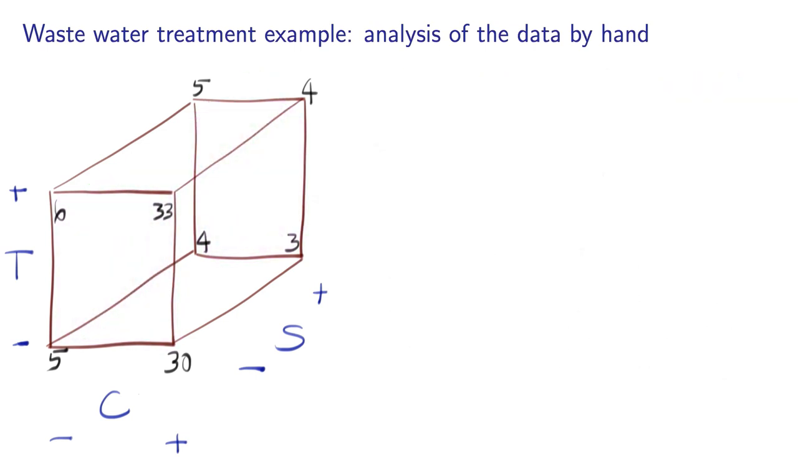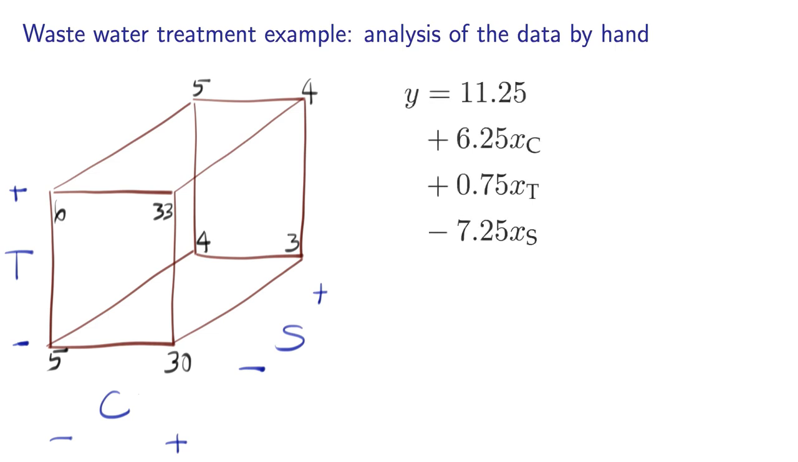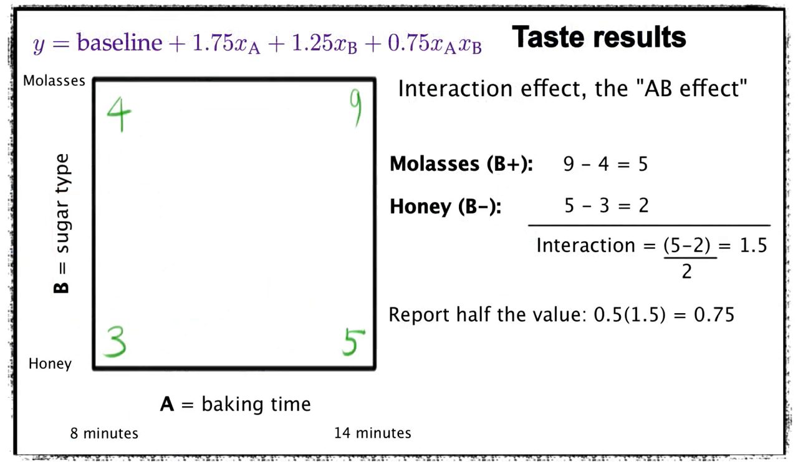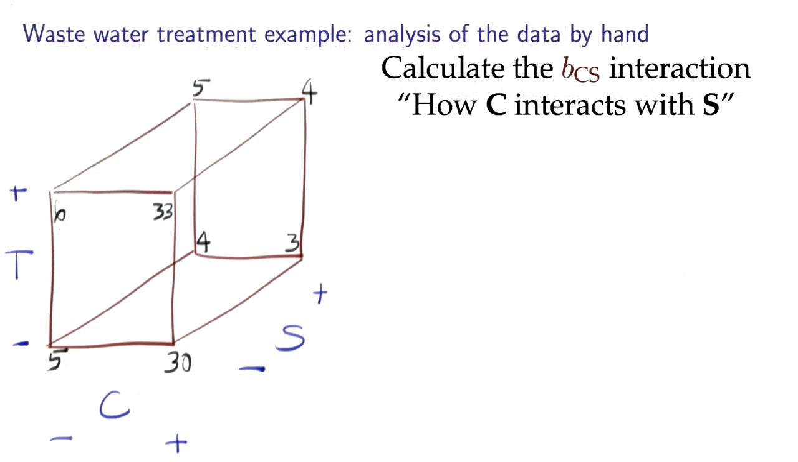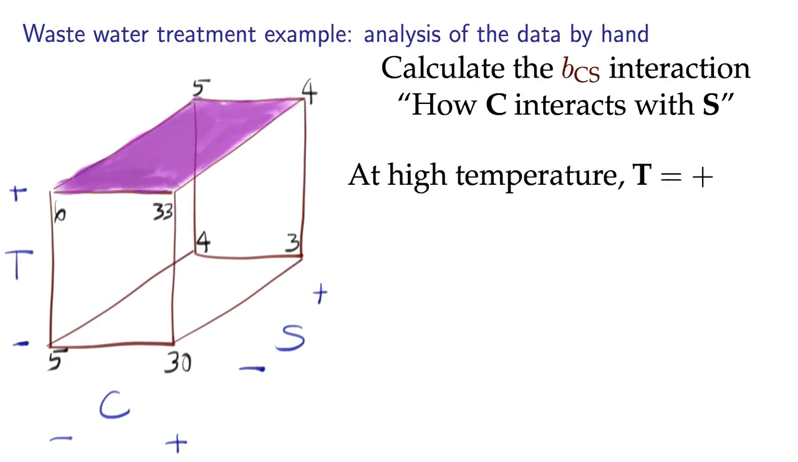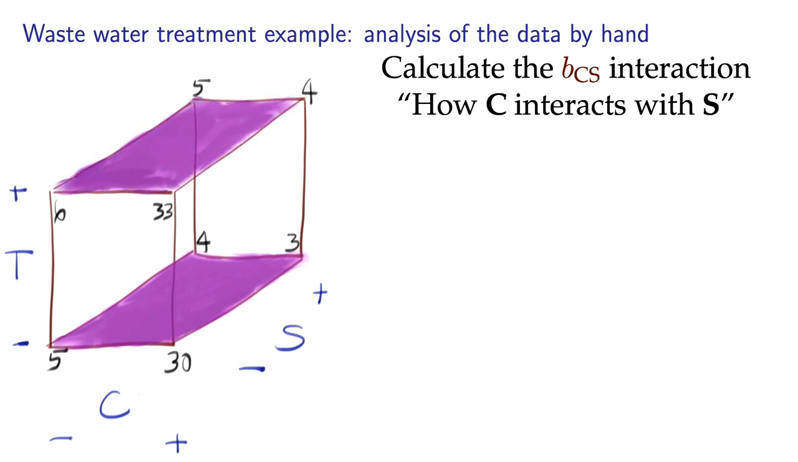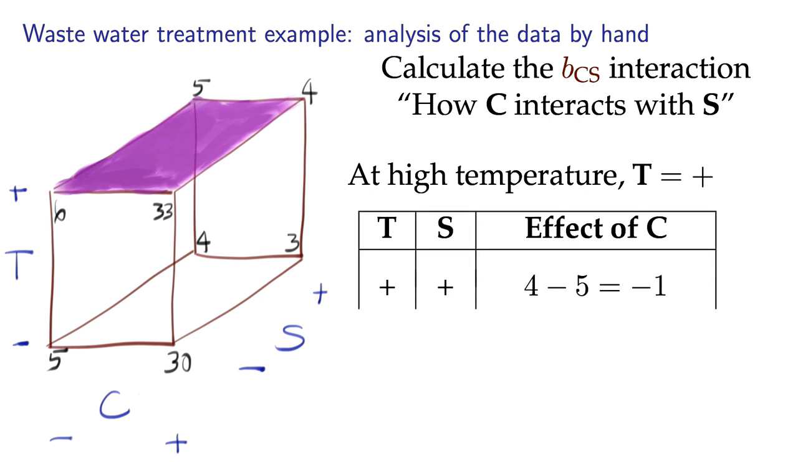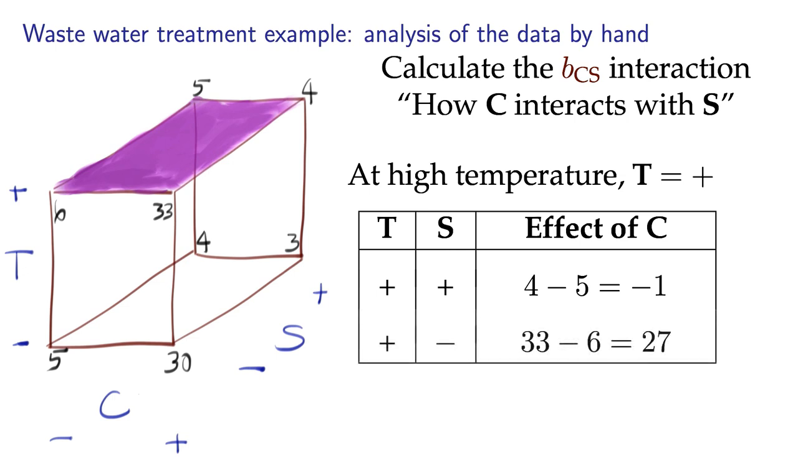How do we quantify this? Well, like we did in class 2C, we have to add a new term to our prediction model. And that term, the BCS, is multiplied by XC and XS. But how do we go calculate that BCS value? Let's follow the same idea as we did in class 2C. We have two chances to calculate it. One instance at high temperature and one instance at low temperature. We will calculate both and then average the answer. And then, as we've always done, report half the value. So at high temperature, the difference due to C at high speed is 4 minus 5. The difference due to C at low speed is much greater, 33 minus 6.